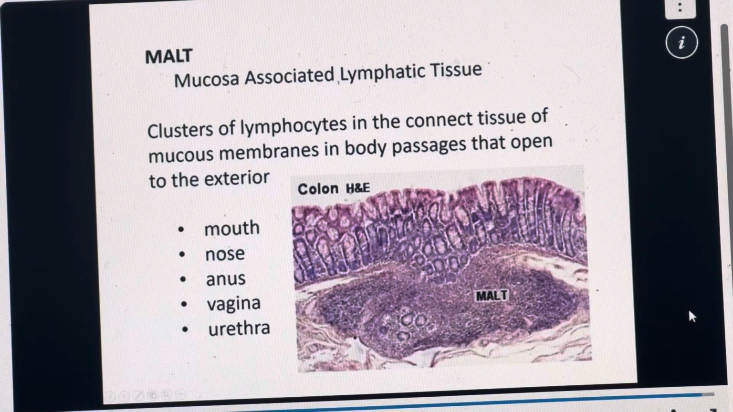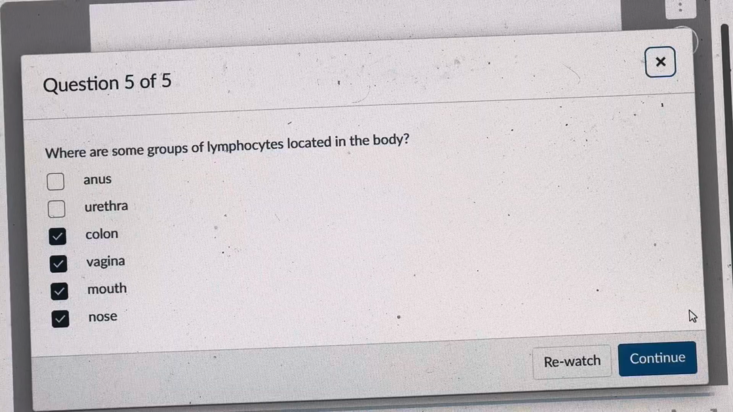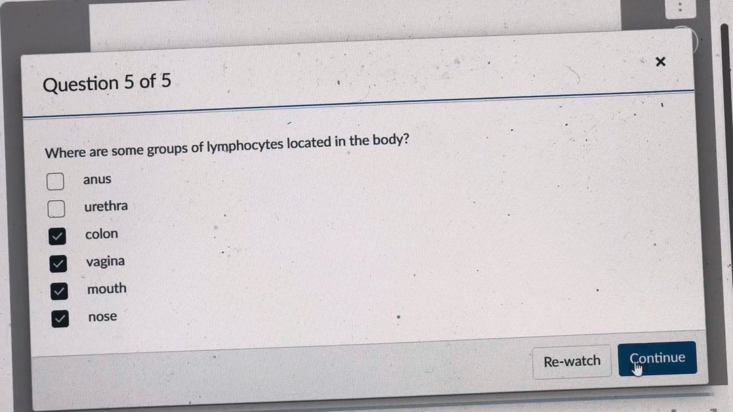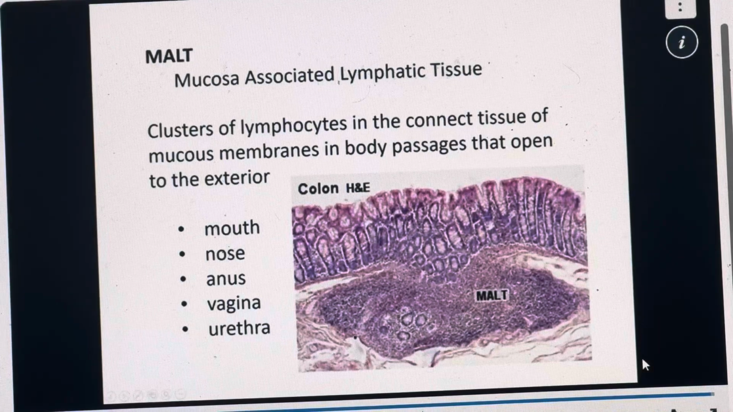And then here's another similar picture. This shows the colon, or the large intestine, and here you can see a large dark patch. This would be the MALT, in that layer of connective tissue.